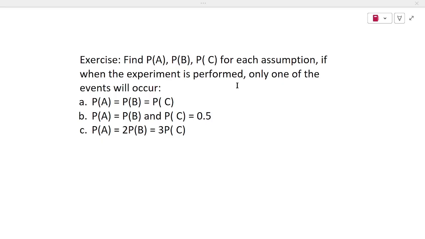So start by looking at the case when all three probabilities are equal. The second case when the probabilities of A and B are equal and the probability of C is equal to exactly 50%. And in the last case when the probability of A is equal to 2 times the probability of B, which is equal to 3 times the probability of C. Okay, try that on your own. I'll give the answer at the start of the next video.